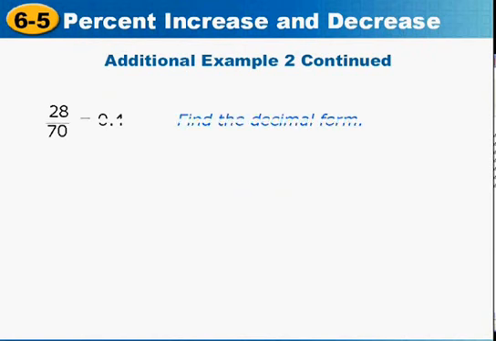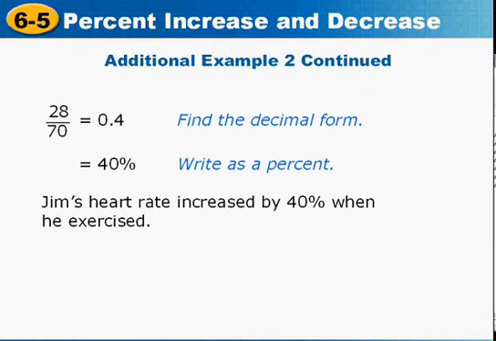We have to change it to a decimal and then a percent. So the decimal form is 4/10. Move 2 places to the right. 40%. So Jim's heart rate increased by 40% when he exercised. If you need to rewind through that example, just to make sure you got it, you can rewind. Otherwise, keep going.